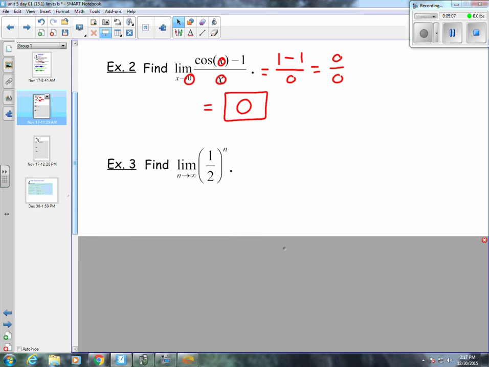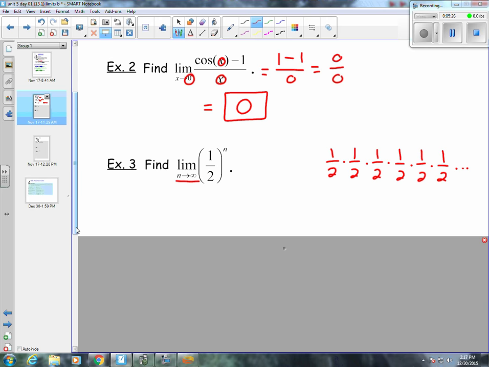Let's look at another limit. This time we're going as n approaches infinity of 1/2 to the n power. So just using some common sense, you can think what happens as we keep taking more and more products, multiplying by 1/2. And as you can understand, our answers are getting smaller and smaller and smaller: 1/2, 1/4, 1/8, 1/16, etc. So those values are getting closer and closer to 0.